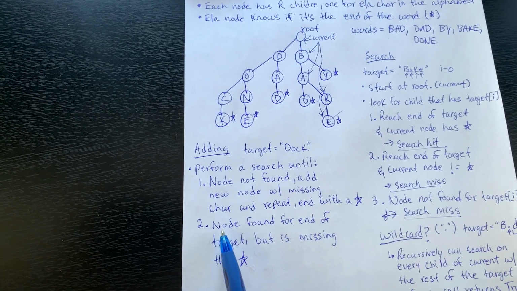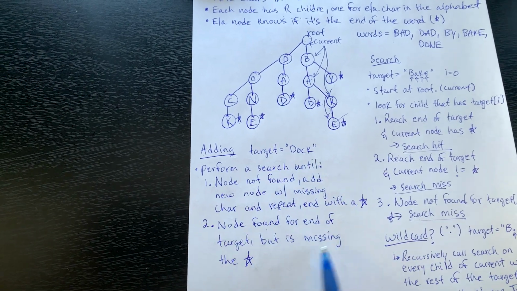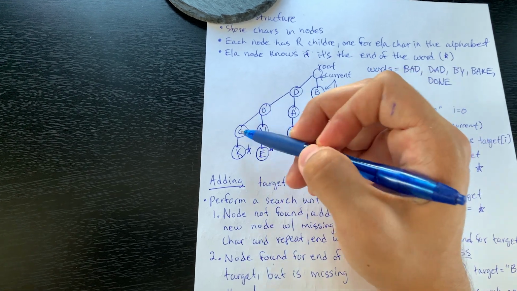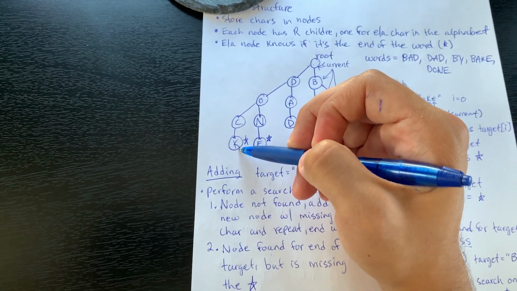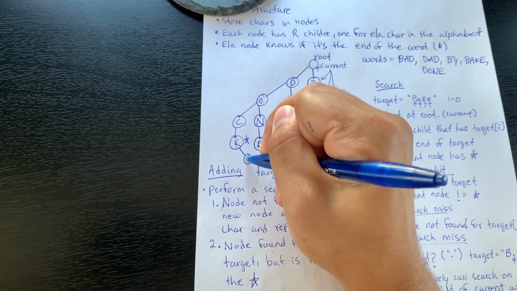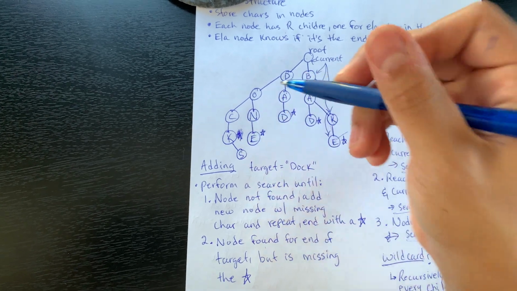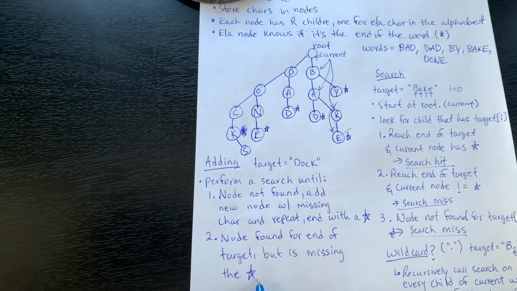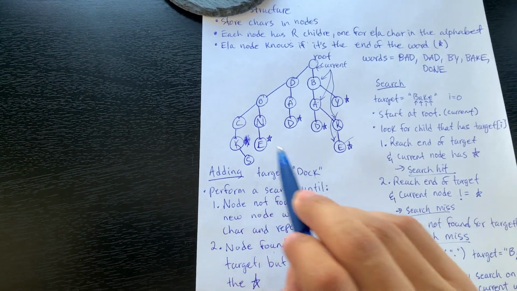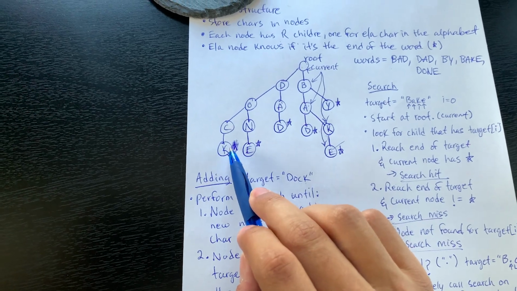But the second option is that we find the node for the last character of our target, but it's missing a star. So for example, if we already had DOCK in our trie, but there was another character after the K, for example, like S, and this did not have a star over here previously, what we'll do is we'll add the star because we reached the last character of our target, and the only thing that's missing from our trie is the star character to mark that this node is actually the end of a word.